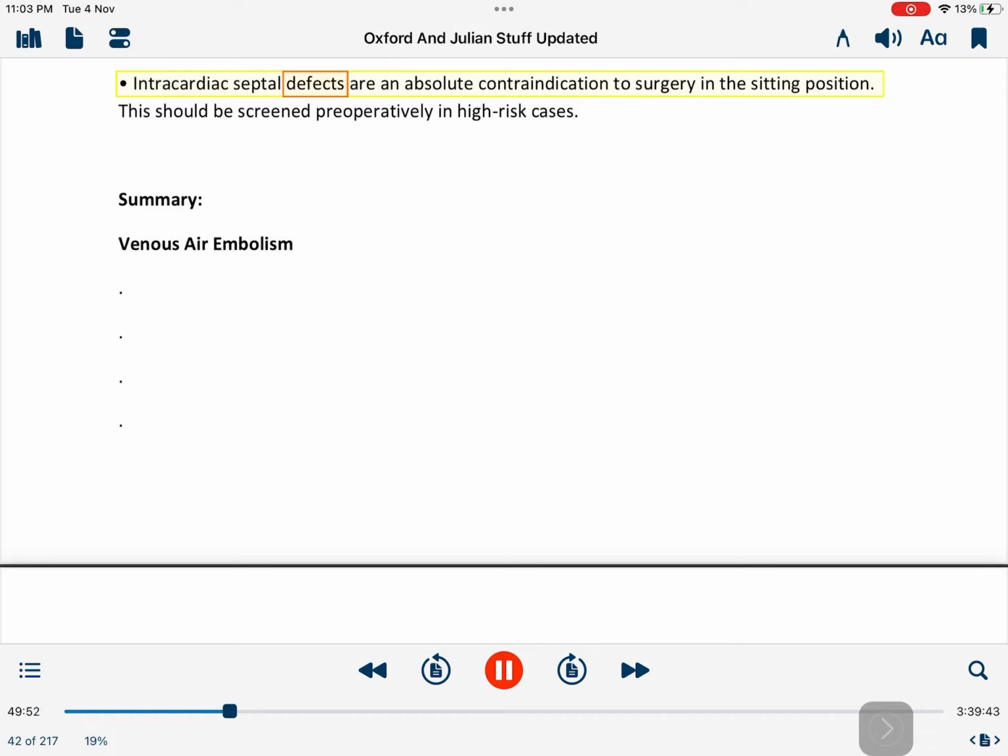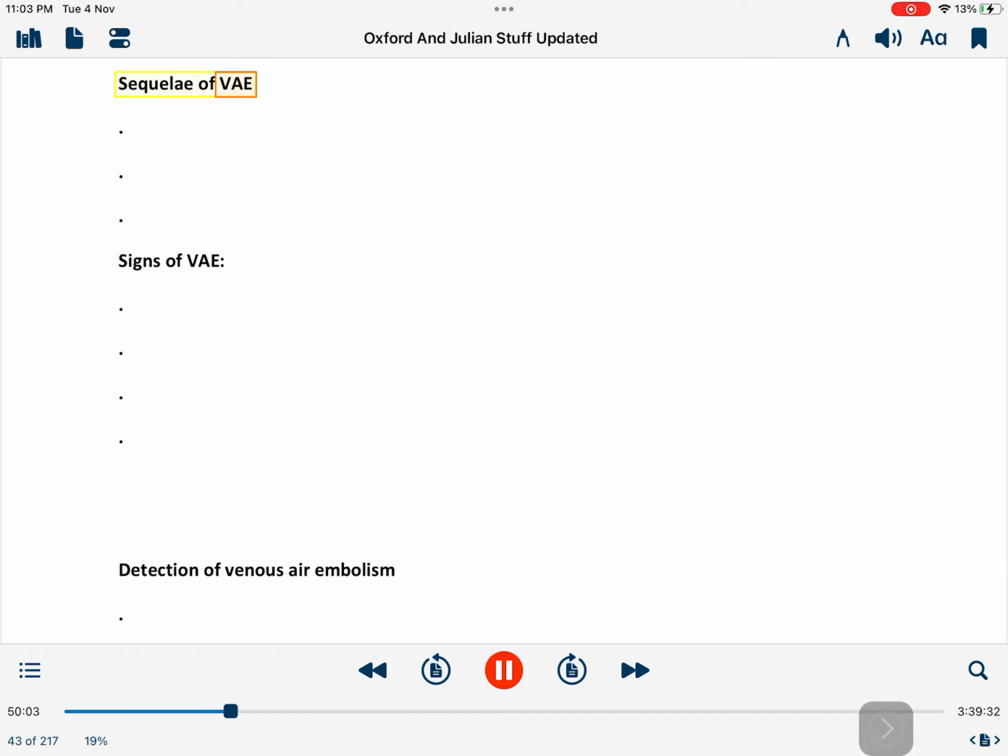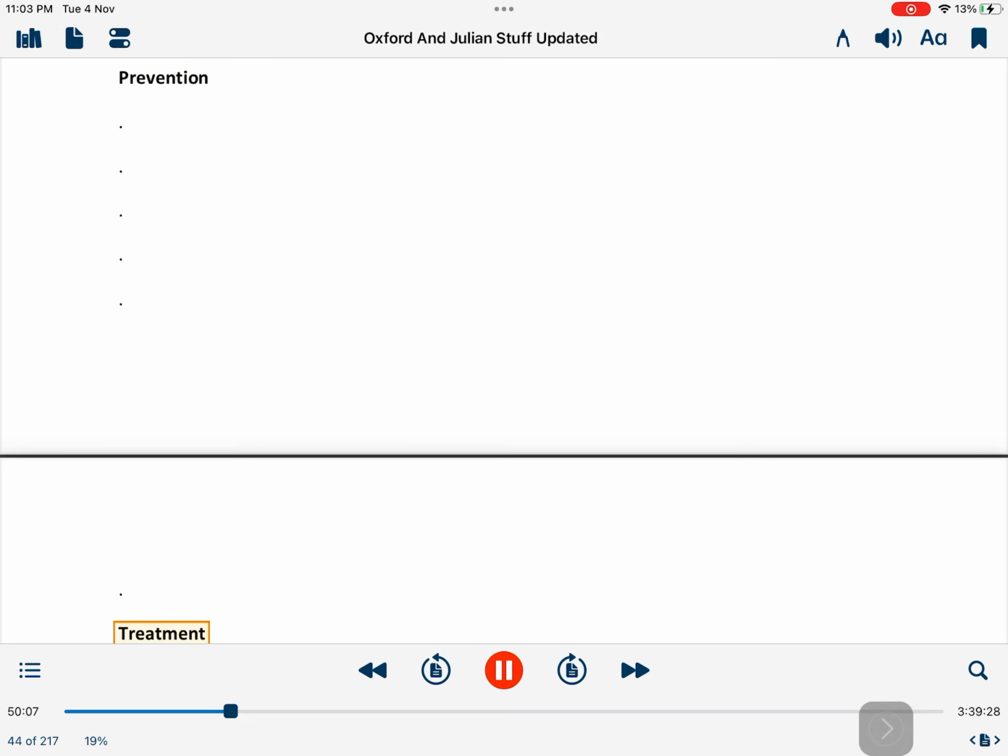Intracardiac septal defects are an absolute contraindication to surgery in the sitting position. This should be screened for preoperatively in high-risk cases. Summary: venous air embolism, sequelae of VAE, signs of VAE, detection of venous air embolism, prevention, treatment.